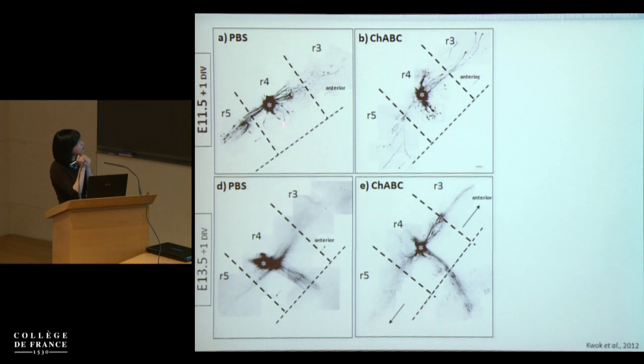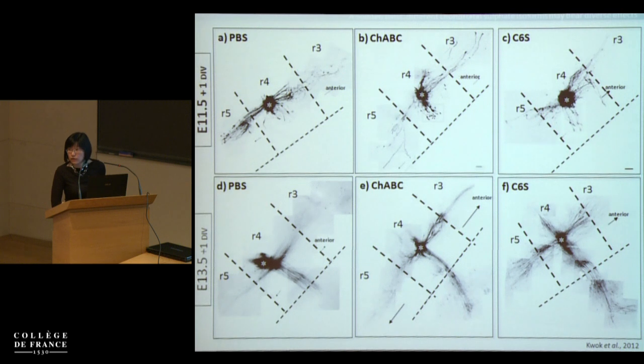And what you are seeing is the commissural neurons going towards or across the midline, as dotted here. With the removal of chondroitin sulfate, we saw a lot more neurites coming out from the eighth cranial nerve innervating into the rhombomere, and the length of these neurites is a lot longer than the PBS injected control. And how about the chondroitin 6 sulfate injection? That is what we are seeing.